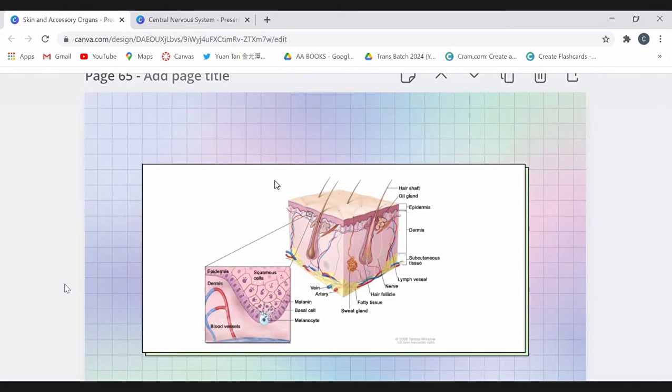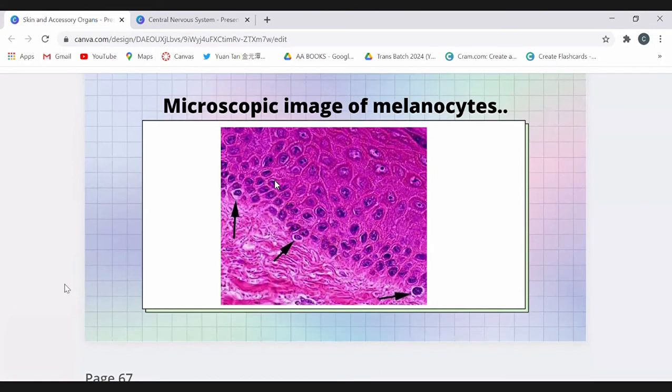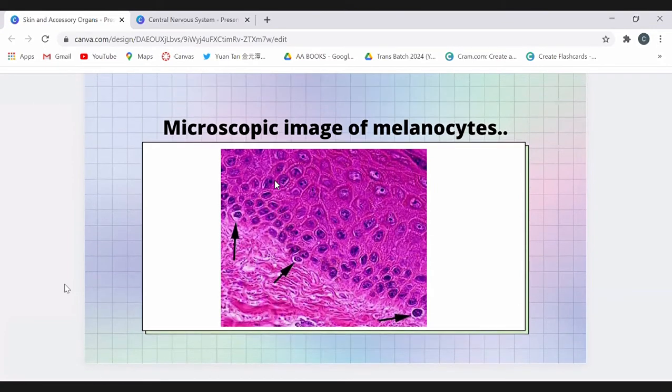So this location, yung sa baba po, that's the melanocytes, the basal area. Next slide, please. So this is the microscopic image of melanocyte. That one po, yung nasa arrow. Next slide, please.